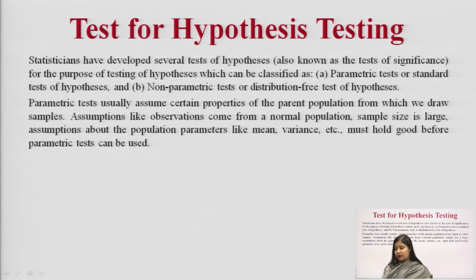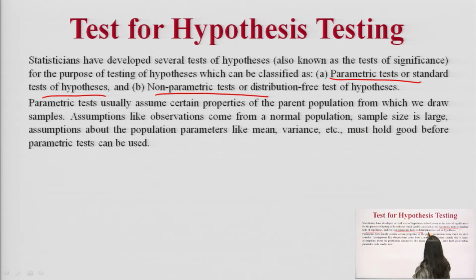Next is the test of the hypothesis. Basically in the testing of the hypothesis, two types of tests are classified or used. First is the parametric test or the standard test of the hypothesis. Second is the non-parametric test or the distribution free test of the hypothesis.